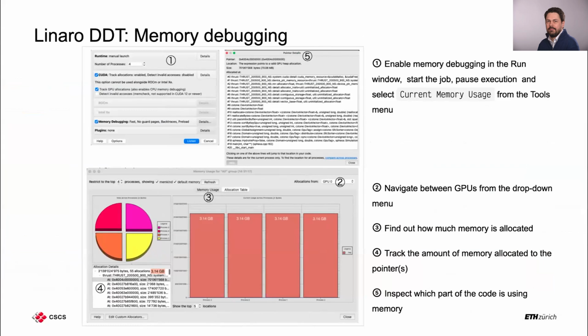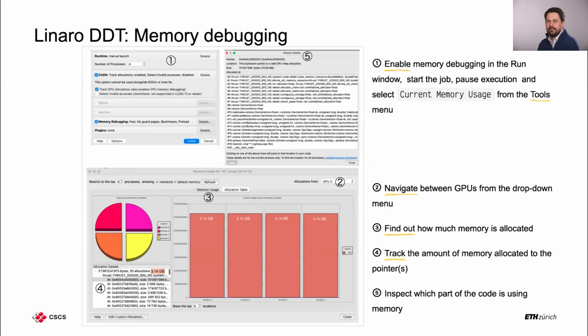You can also do memory debugging on the GPU. Basically, you just have to click to enable memory debugging when you launch the client, then pause the execution and select memory usage from the menu. And that's what you will see. You will have a menu for every GPU, and you will see the memory usage on every GPU. You can find out how much memory is allocated.